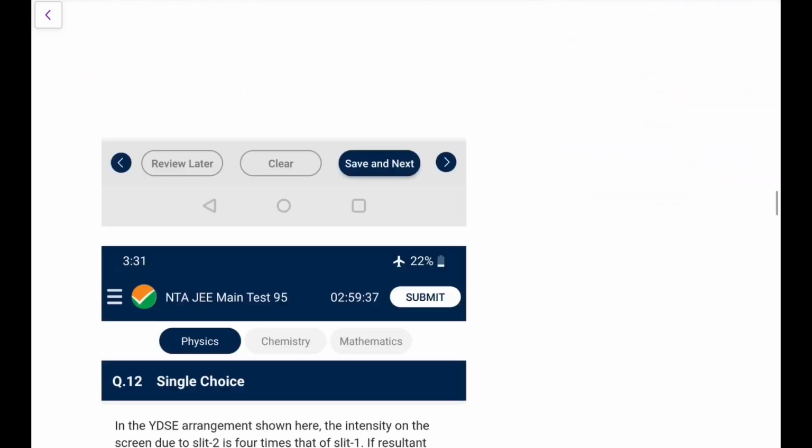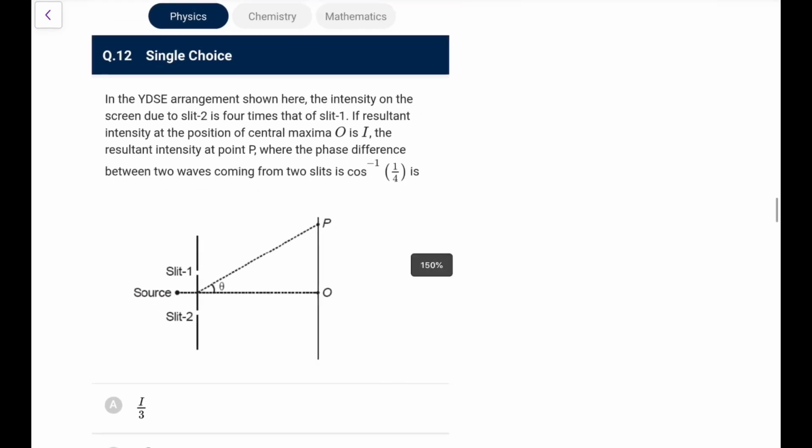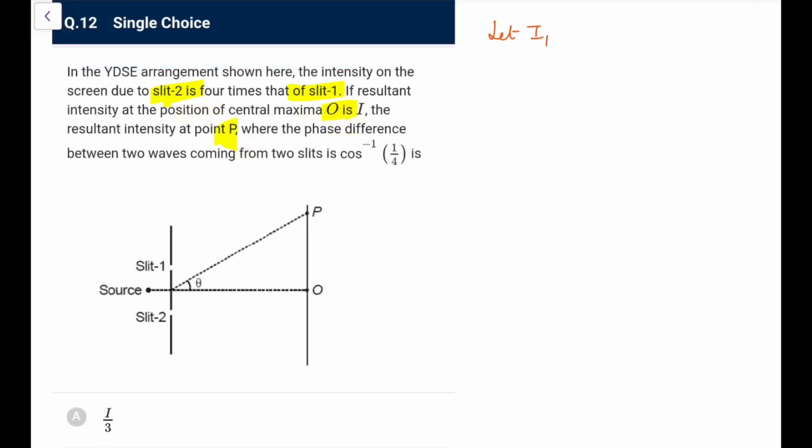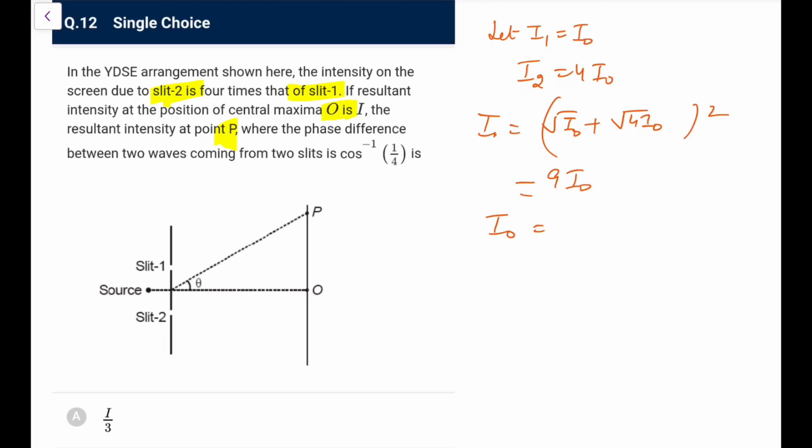Go for it. In the YDSE experiment shown here, the intensity on the screen due to slit 2 is 4 times that of slit 1. Resultant intensity at central maxima O is I. The resultant intensity at point P, where the phase difference between the two waves coming from the two slits is cos inverse 1 by 4. Now let I1 intensity be I naught, and I2 then becomes 4 I naught. So I max, which is I, would be equal to root I naught plus root 4 I naught whole square, you know that. So that comes out as 3 square, that is 9 I naught. So I naught is I by 9.